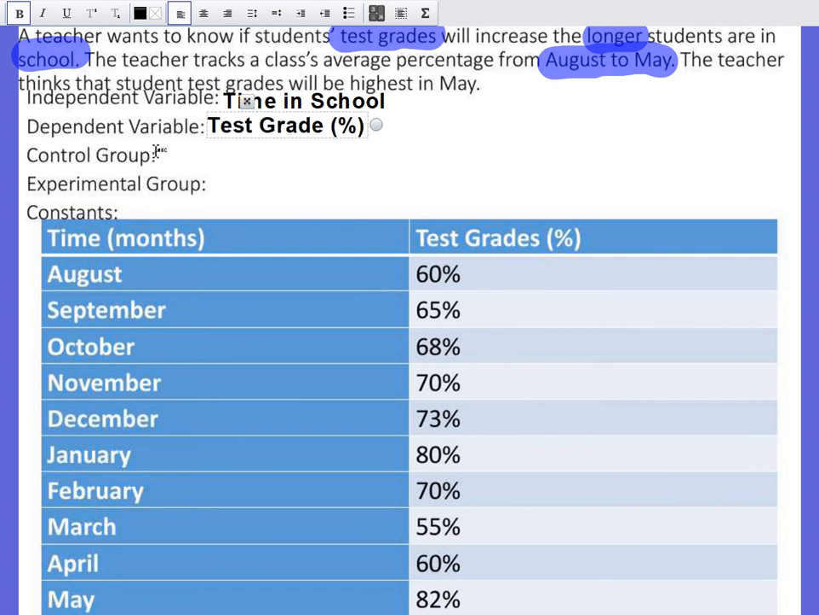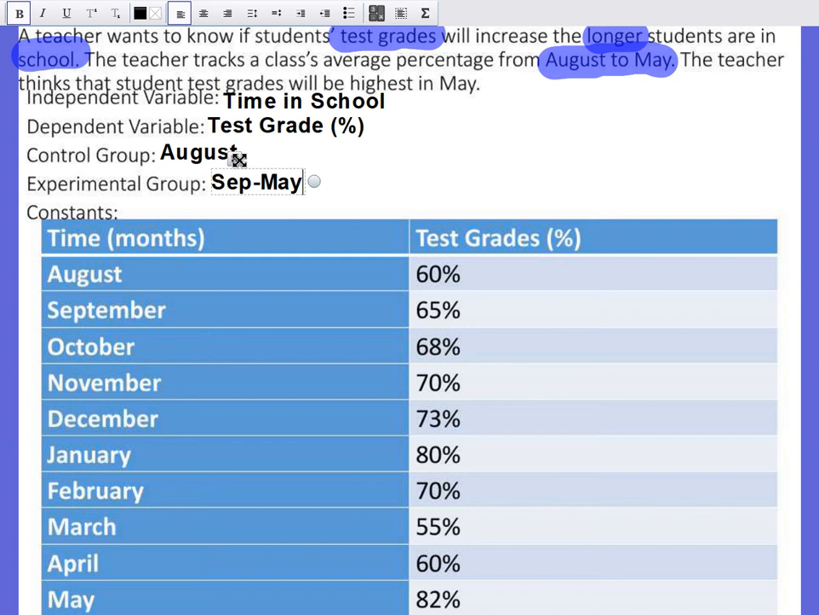The control group is either the normal or the group with nothing. So in this case, you're comparing this to that first test they would ever take. That would be in August, when you haven't taught them anything. You walked into class and your teacher gave you a test on the very first day. The experimental groups would then be anywhere from September through May.